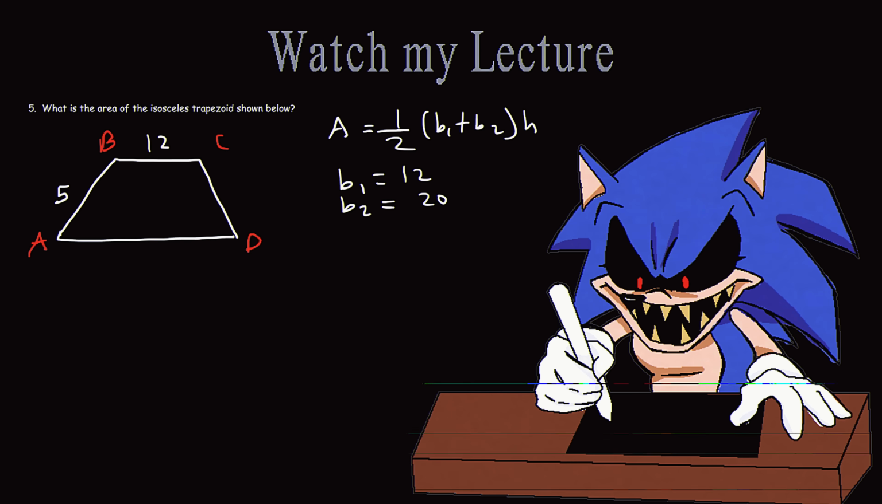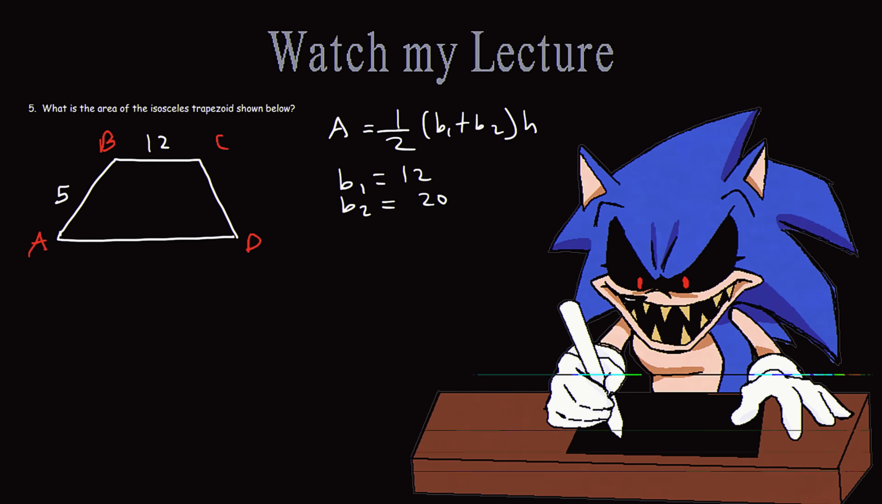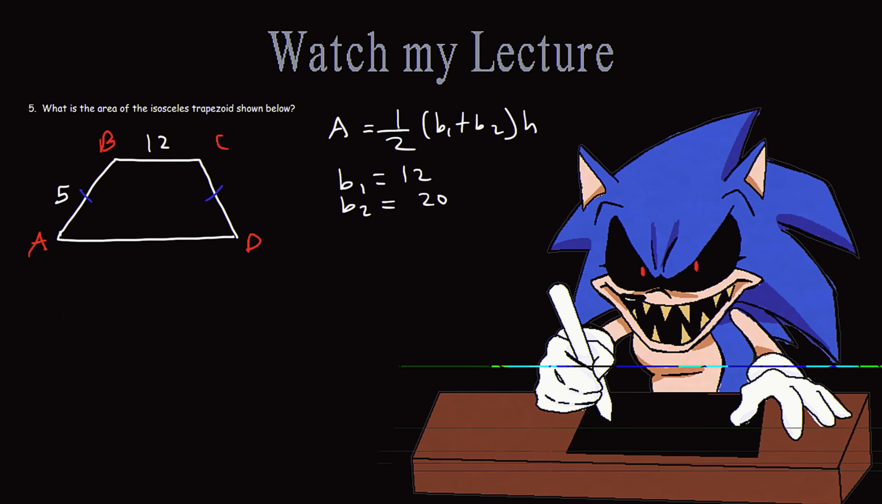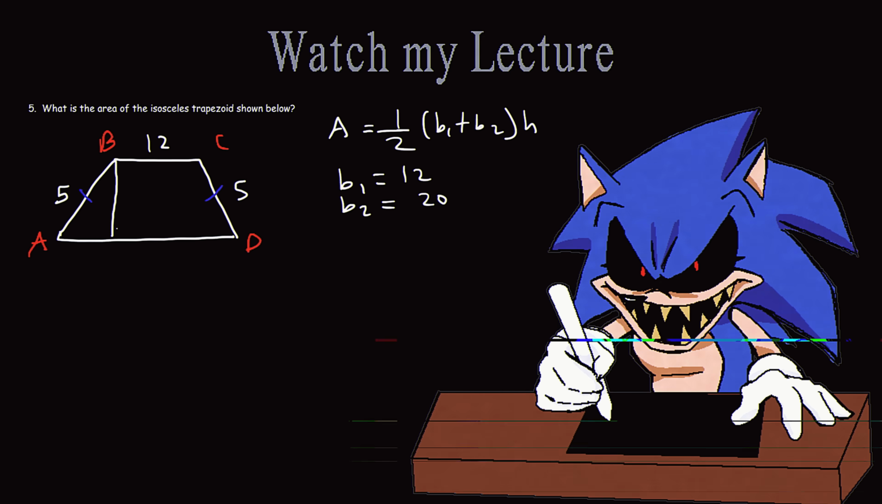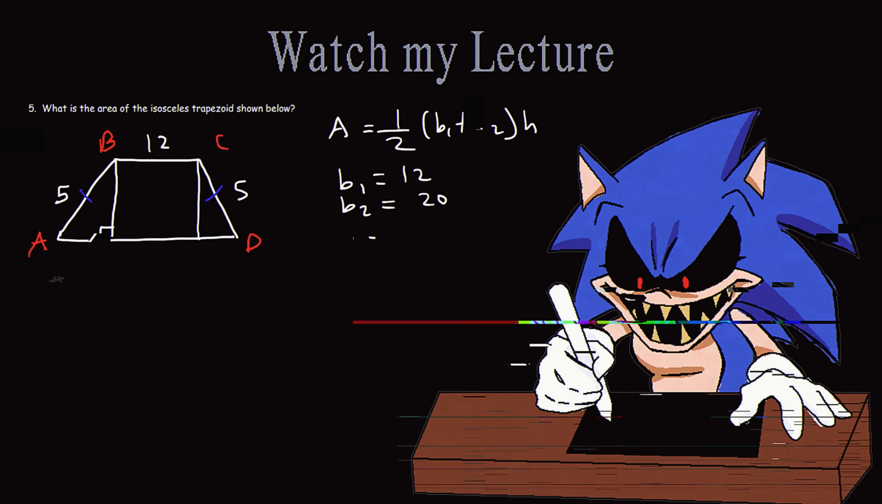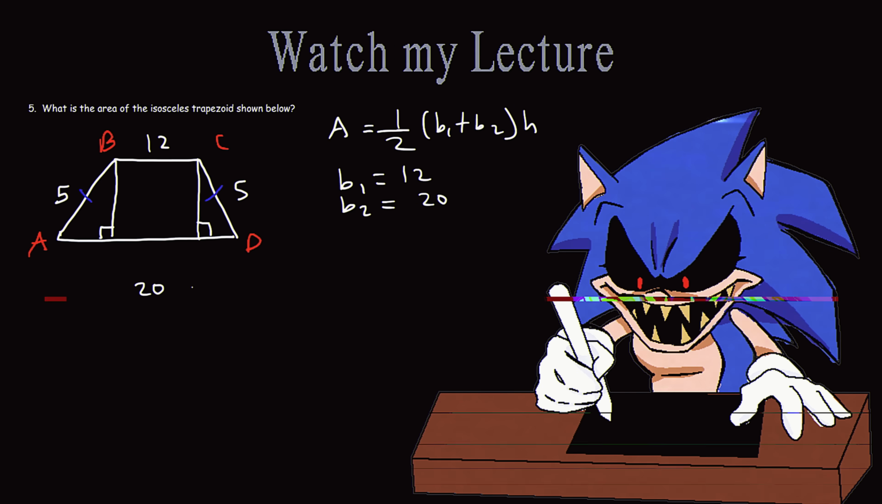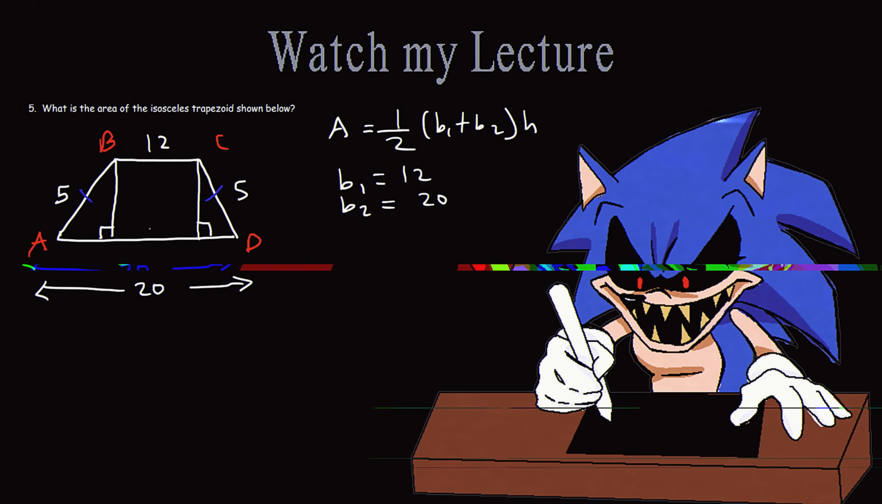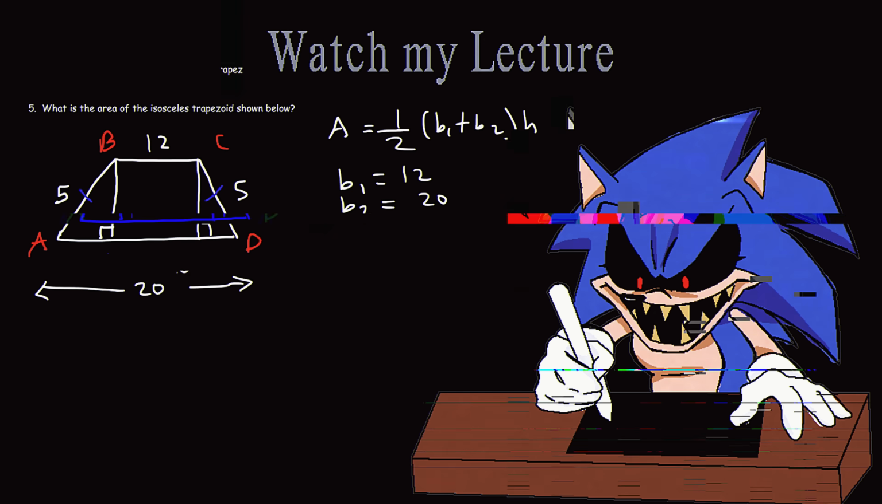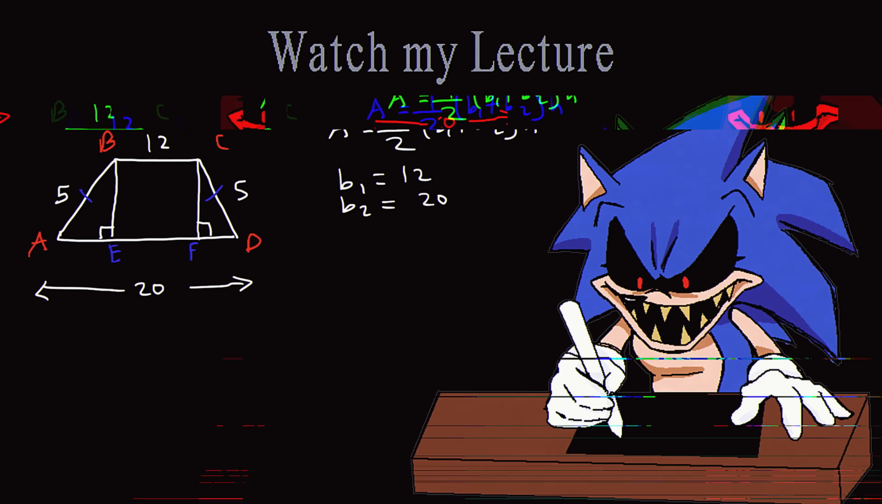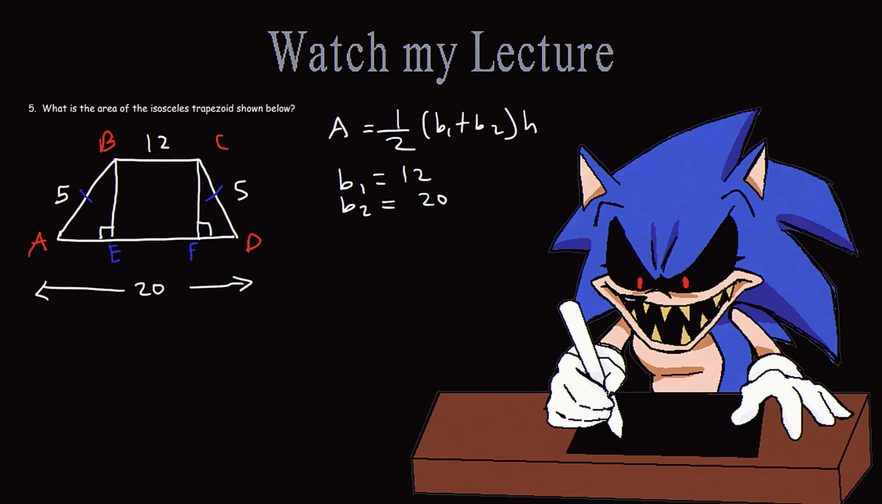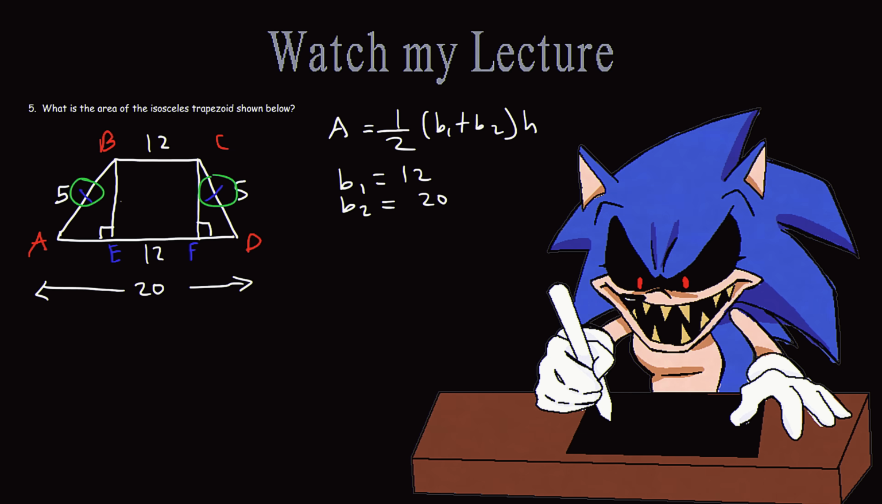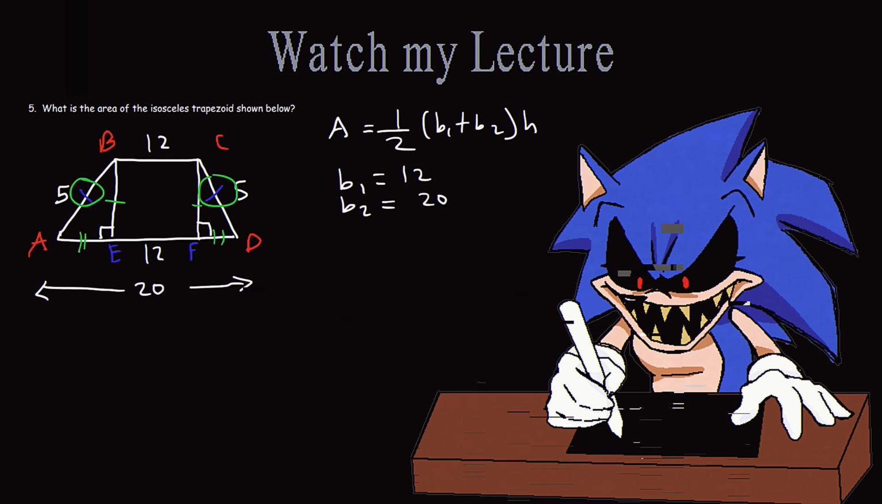Now the first thing we need to realize is that for an isosceles trapezoid, AB is congruent to CD. So both sides are equal to 5. Next, we need to draw two right triangles. Now we know that AD is 20. That was given to us in the beginning. Now if we add two additional points, let's call this E and F. EF is the same as BC. That's 12. Now, if these two sides are congruent, AE and FD must be congruent to each other.